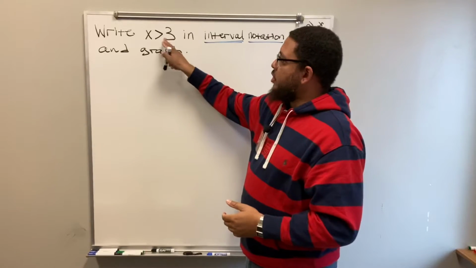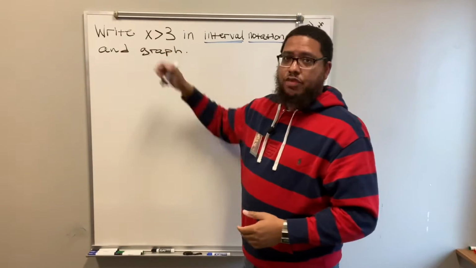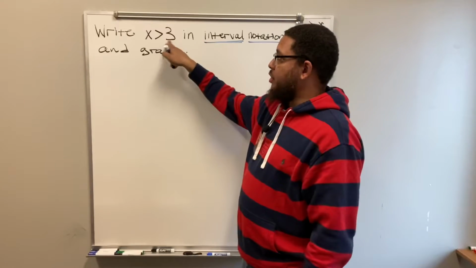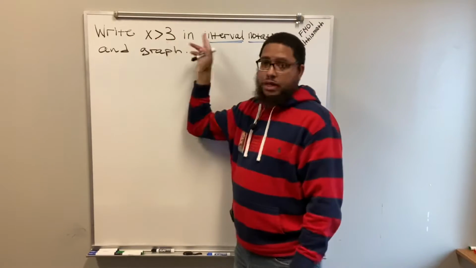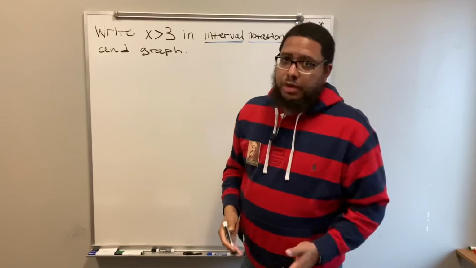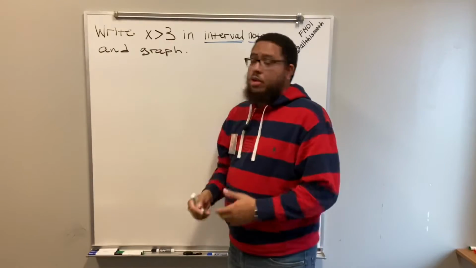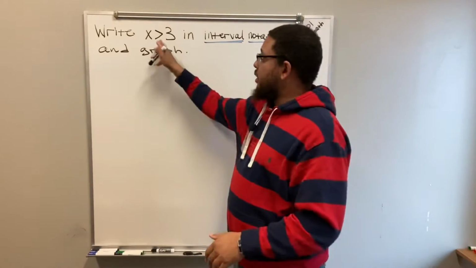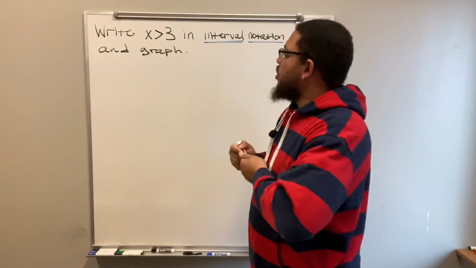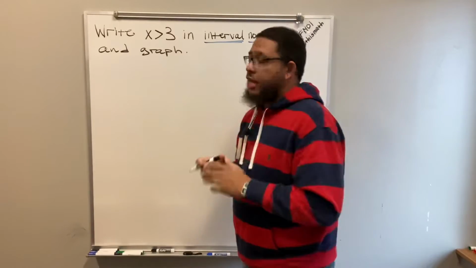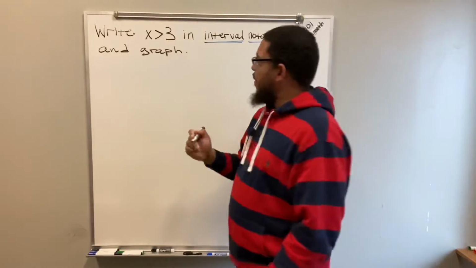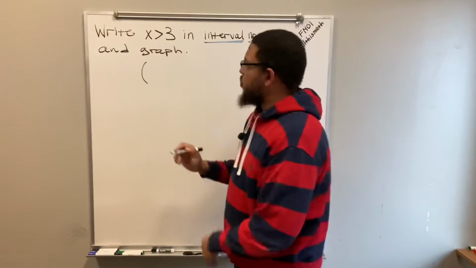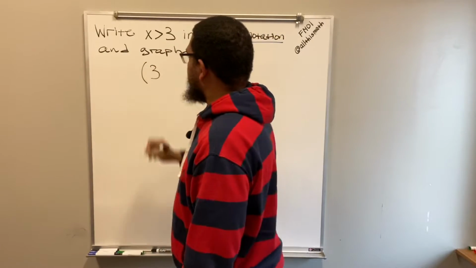If this is included as one of the x values, then we use a bracket. But this isn't included as one of the x values because we said that x is greater than 3. We didn't say x was 3. We didn't say x was equal to or greater than 3. We just said x is greater than 3, right? So check this out. Therefore, we're going to use a parenthesis. Boom, like that. Now, next to the parenthesis, we're going to put the 3.